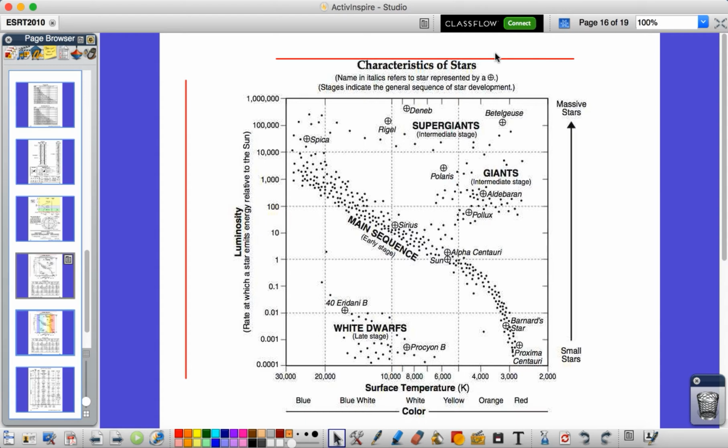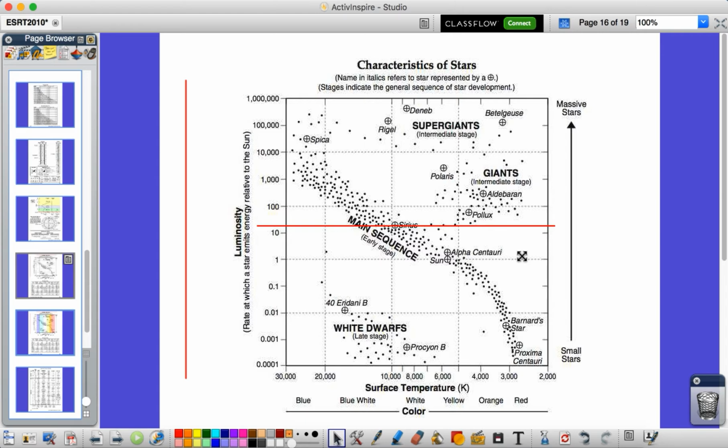Let's take a look, for example, at the sun. And let's take a look at the sun's luminosity. Now, the sun's luminosity is a 1. It is equal to itself. Everything here is compared to the sun. The sun is as bright as the sun, and therefore has a luminosity of 1. Now, let's take a look at Sirius.